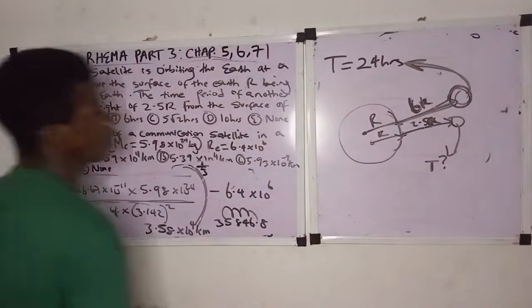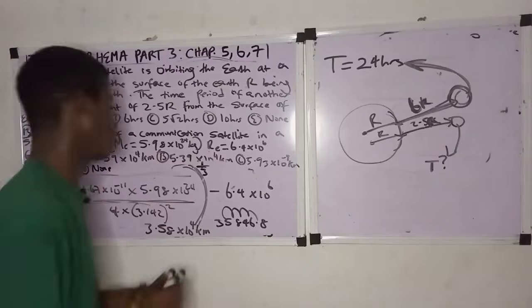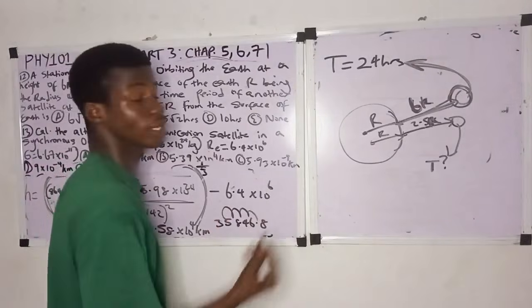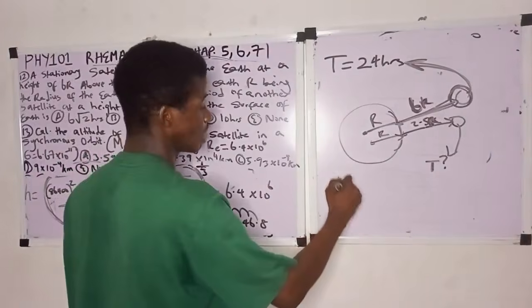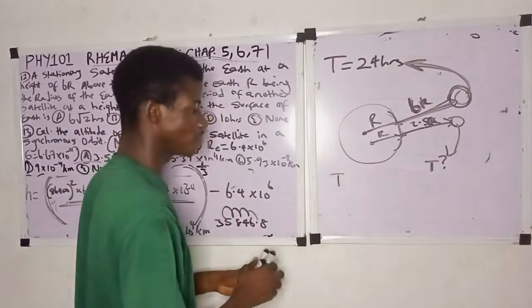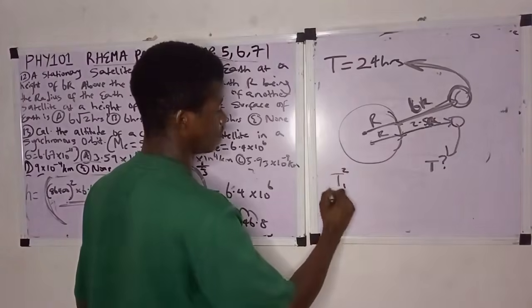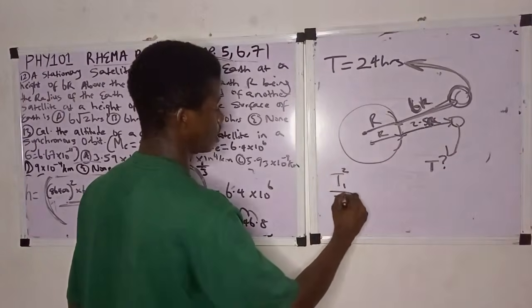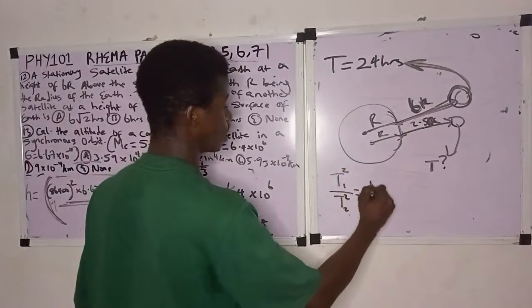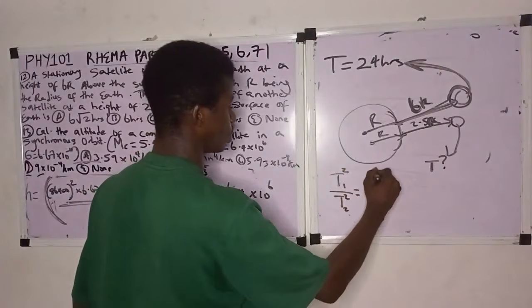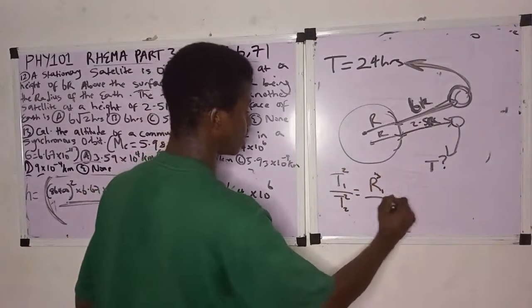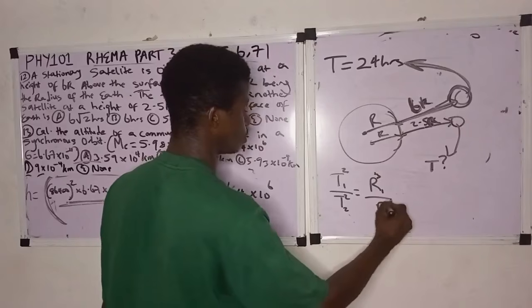We don't know it. So which formula are we going to use? This is from Kepler's third law. We said that T1 squared divided by T2 squared is equal to R1 cubed divided by R2 cubed.